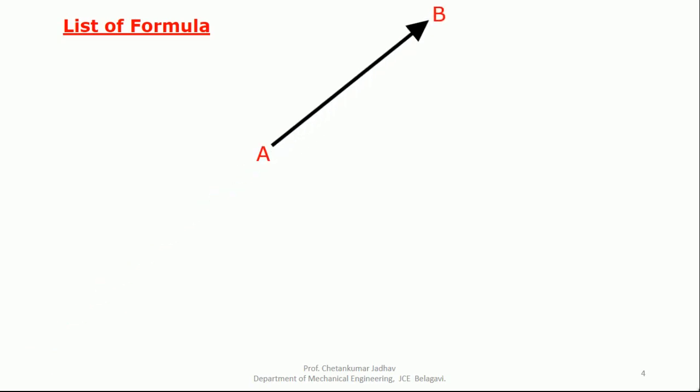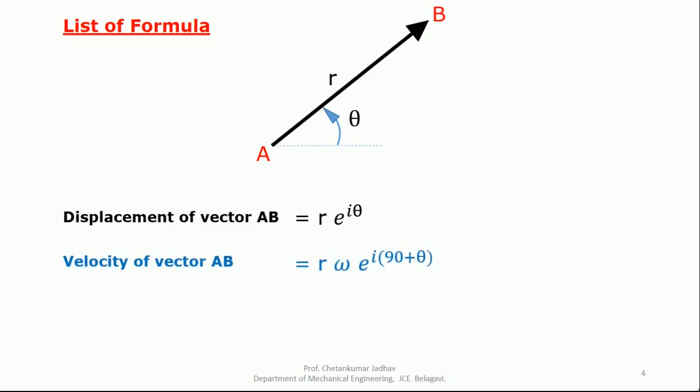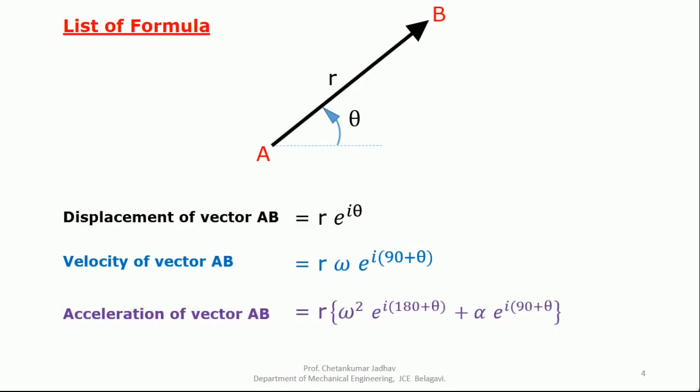Let me consider vector AB as shown in the figure, having length r, and this vector AB is making an angle theta with respect to the positive real axis in anticlockwise direction. So we can write displacement of vector AB as r e to the power i theta. We can write velocity of vector AB as r omega e to the power i (90 plus theta). Similarly, we can write acceleration of vector AB as r omega square e to the power i (180 plus theta) plus r alpha e to the power i (90 plus theta).